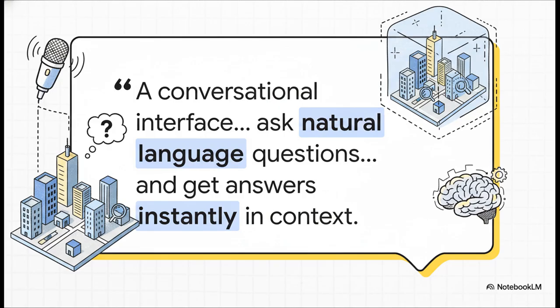It's a conversational interface that allows users to ask natural language questions about their city and get answers instantly in context. Think about that. You could ask, "Show me all commercial buildings over 5 stories tall that are near a subway stop," and boom, the AI would highlight them on the 3D map instantly.